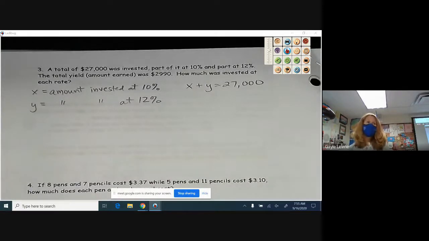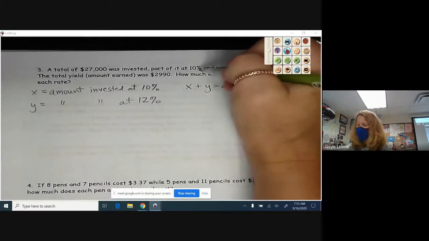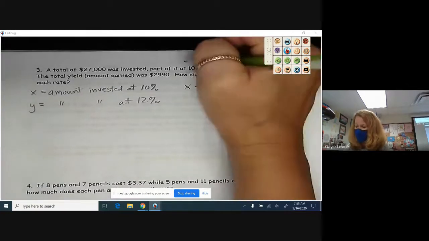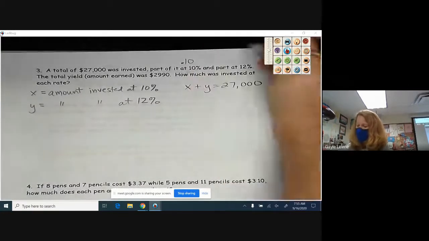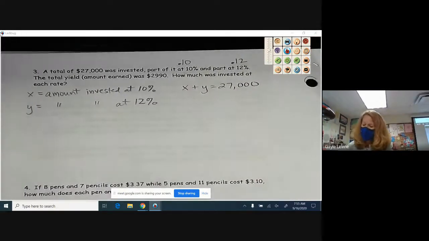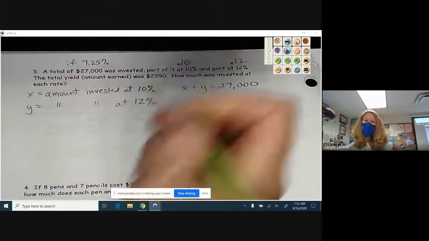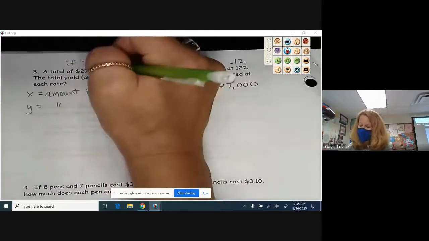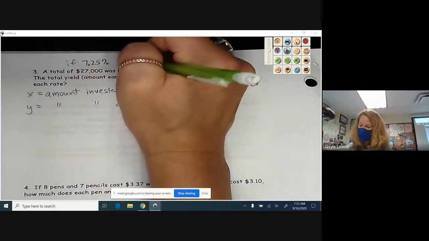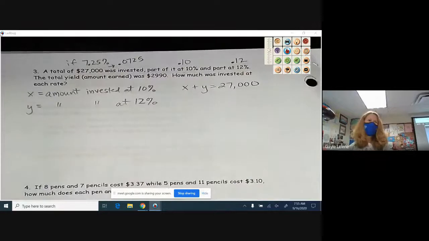The second equation is the one that can throw people off because you have to be really careful with your percentages. You're going to move your decimal place 2 spots. So this would be 0.10, and this is going to be 0.12. If it had been something like 7.25%, you're going to move the decimal place 2 spots, so it'd be 0.0725. Okay, so just be aware of that. You're always moving the decimal place 2 spots.